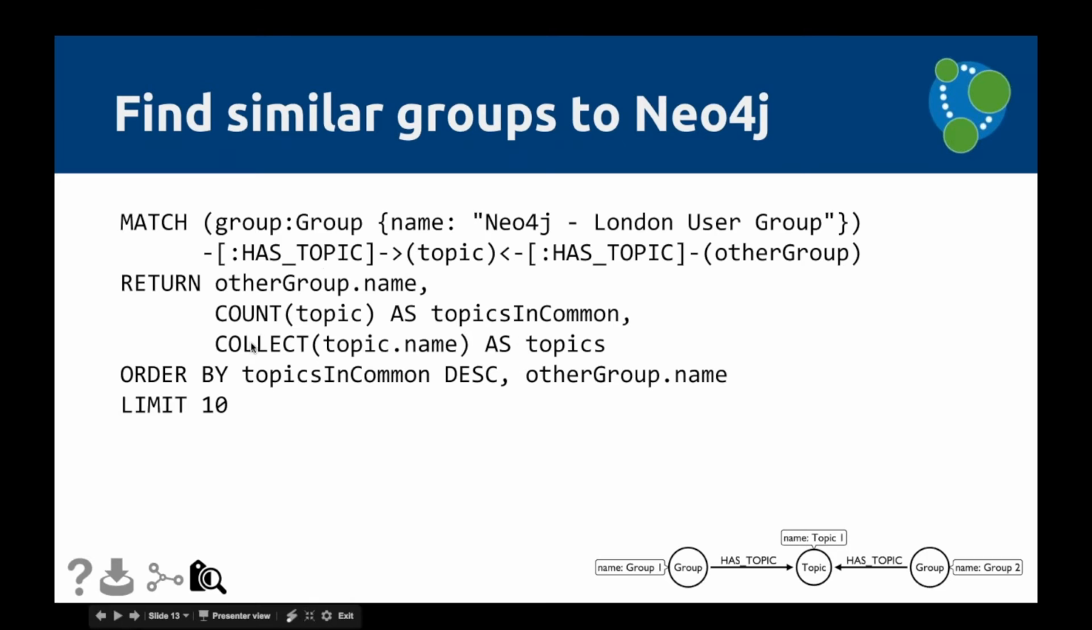So now we do a bit of aggregation. So we're doing a count on the topics. So saying, well, how many topics in common are there, and what are the topics? So that's what the collect line is doing. And one thing different than SQL that we're doing here is that we're using an implicit group by key, which is the other group name. So we don't need to specify group by other group name. It's implicit because it's the only non-aggregation function in the set of return values. And then similar to SQL, we're doing a bit of ordering and we're doing some limits as well.